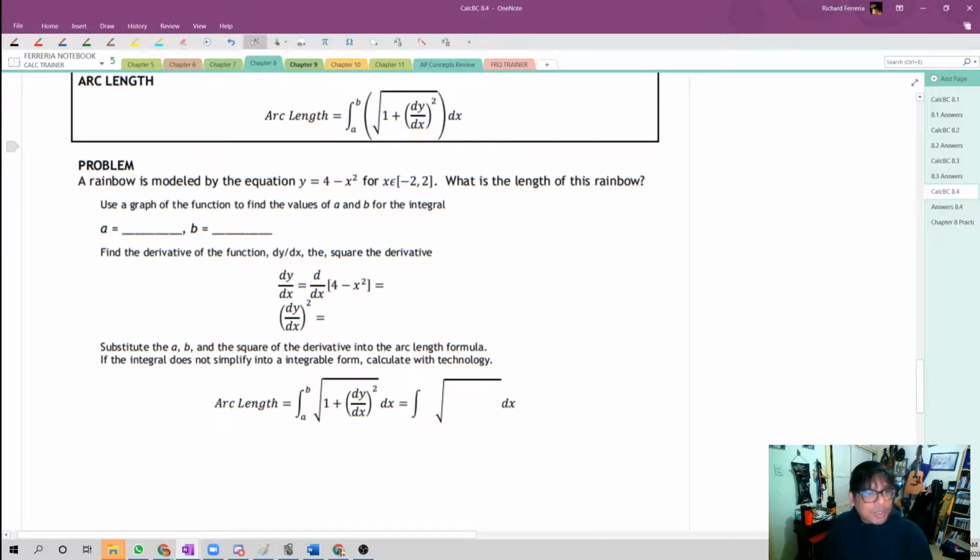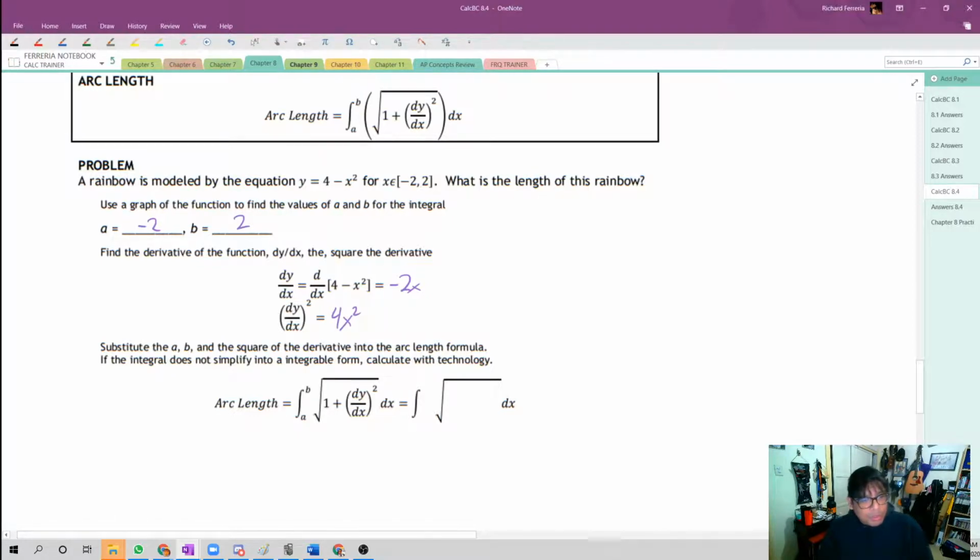So let's do this one. We've got a rainbow modeled by 4 minus x squared from x equals negative 2 to 2. What is the length of this rainbow? Well, the left side is x equals negative 2 and the right side is x equals positive 2. We need dy/dx, which is the derivative of 4 minus x squared, which is negative 2x. (dy/dx) squared then is just 4x squared.